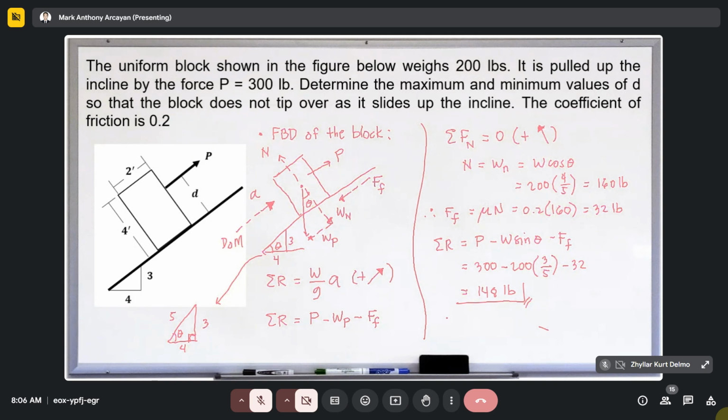Okay. And this will also serve as the value of our reverse effective force, 148 pounds. We will indicate the direction here. This is up the inclined plane. But for the case of the reverse effective force, this 148 pounds is down the inclined plane. We will use this value for both cases.